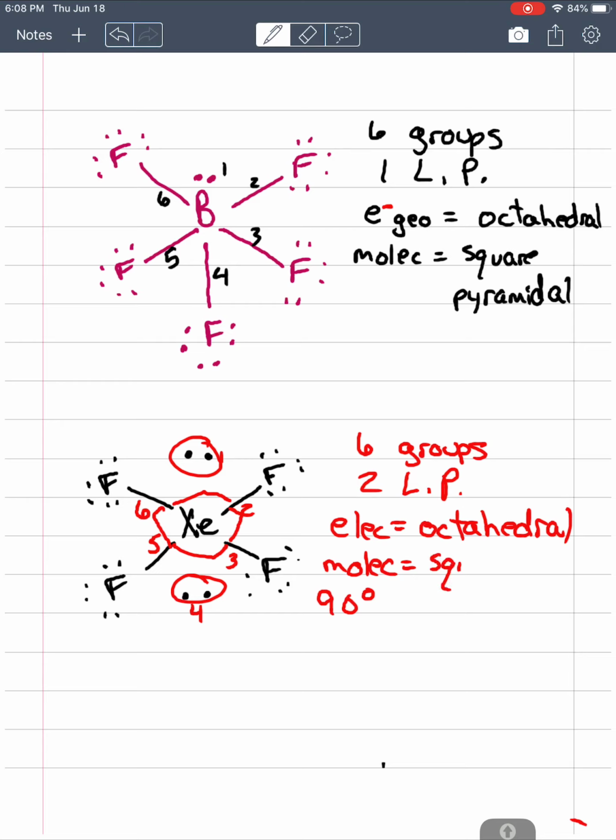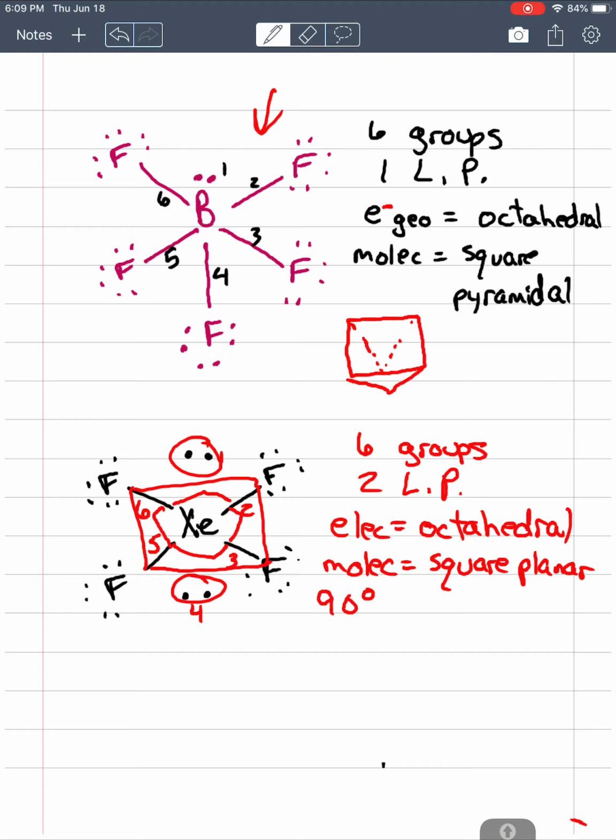And the molecular geometry is square planar, because it forces everything to be in one plane. It basically makes a square. If you connect all the fluorine, then you get a square. The previous one is called square pyramidal because you basically get something with a square base, and it's a pyramid, so that's square pyramidal.